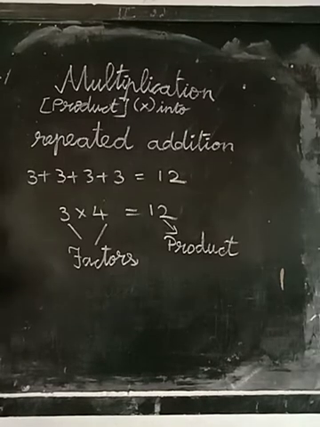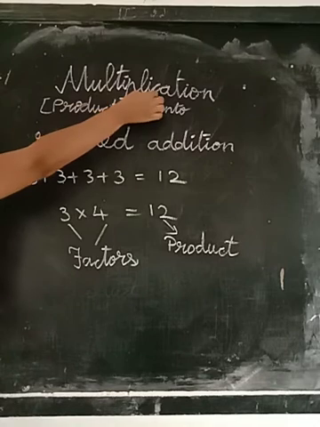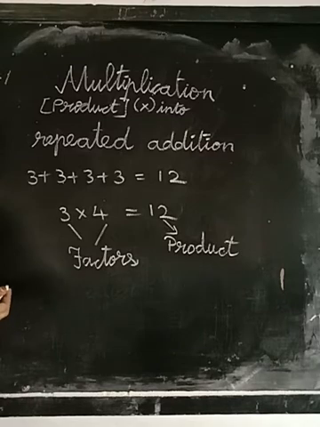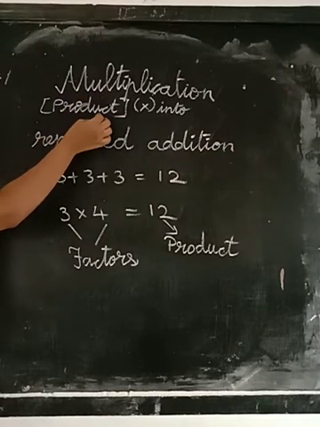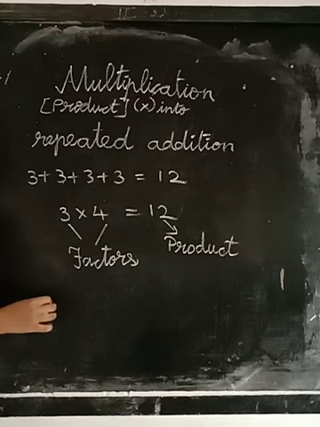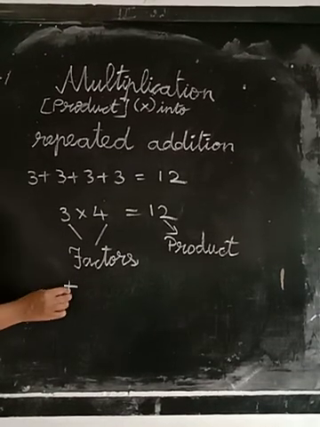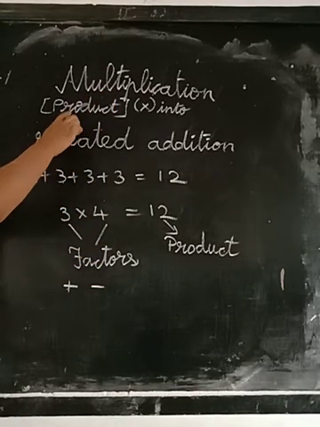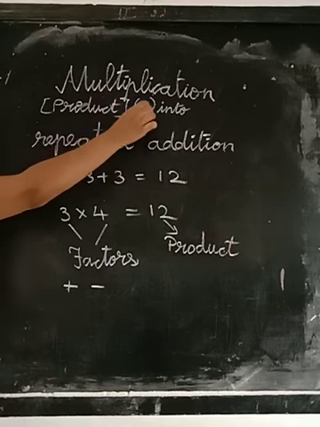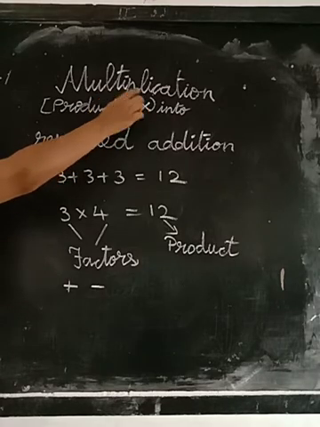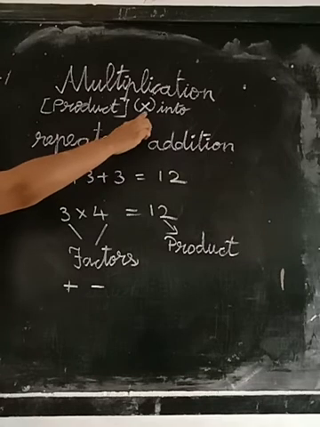Okay, so listen here. Today's topic is multiplication, and we know that for each and every operation we have another name: addition means sum, subtraction means difference, and for multiplication the other name is product. We also have the symbols. For addition the symbol is plus, for subtraction it is minus. The same way, multiplication's other name is product, and the symbol for multiplication is called "into".